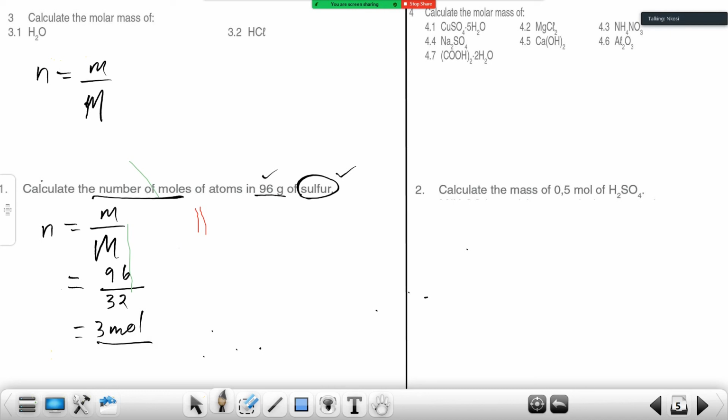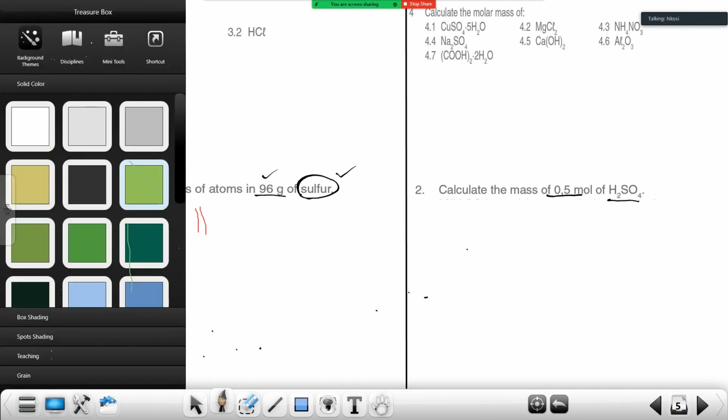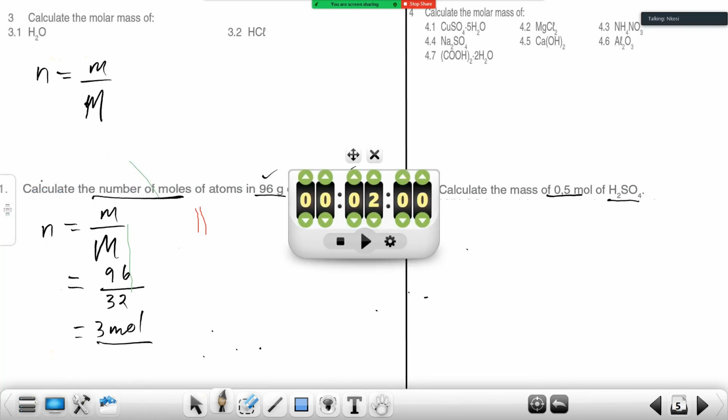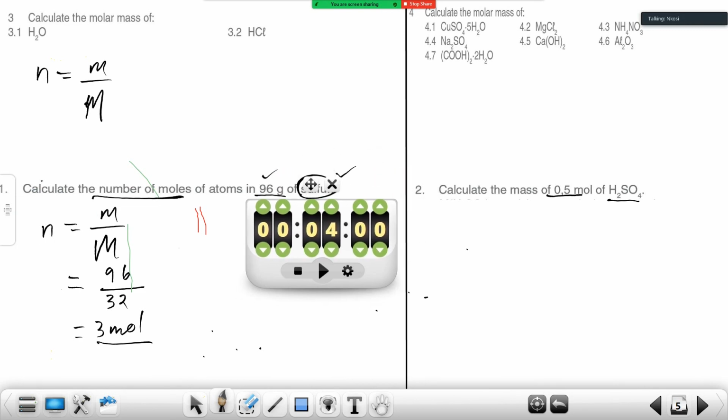Very easy. But now the second question that follows is this question here that I want us to try and do in the next 2 minutes or so. It says calculate the mass of 0.5 mole of H2SO4. So I'm going to give you a timer again. From the timer, this one I can give you 3 or 4 minutes. Let me give you 4 minutes for this one.